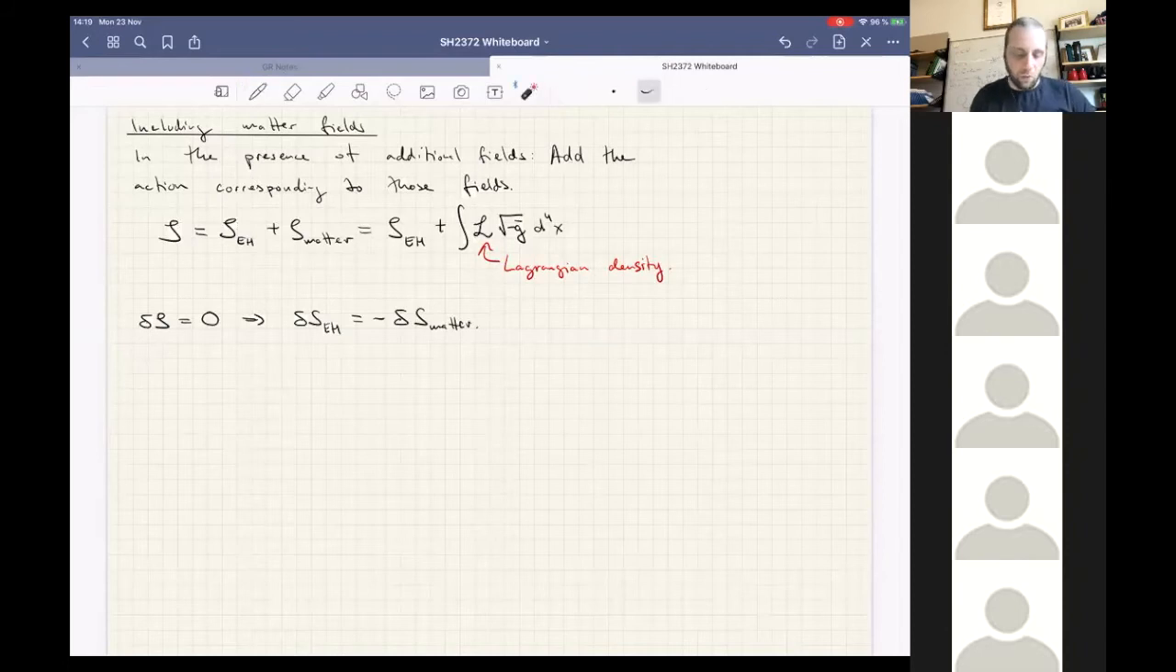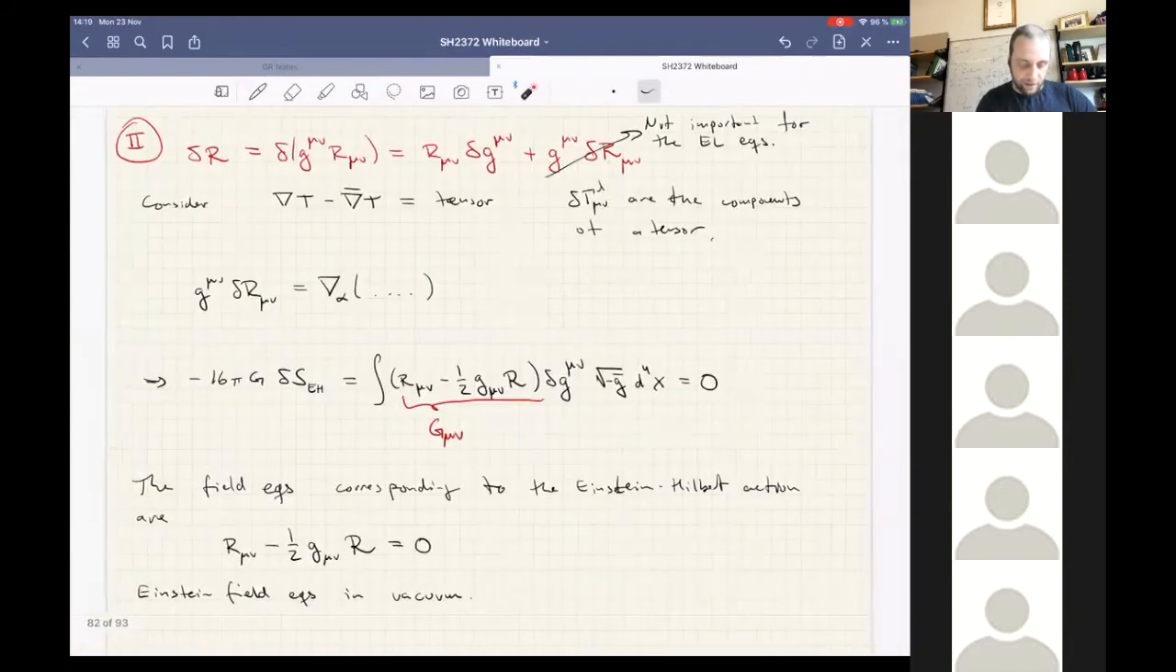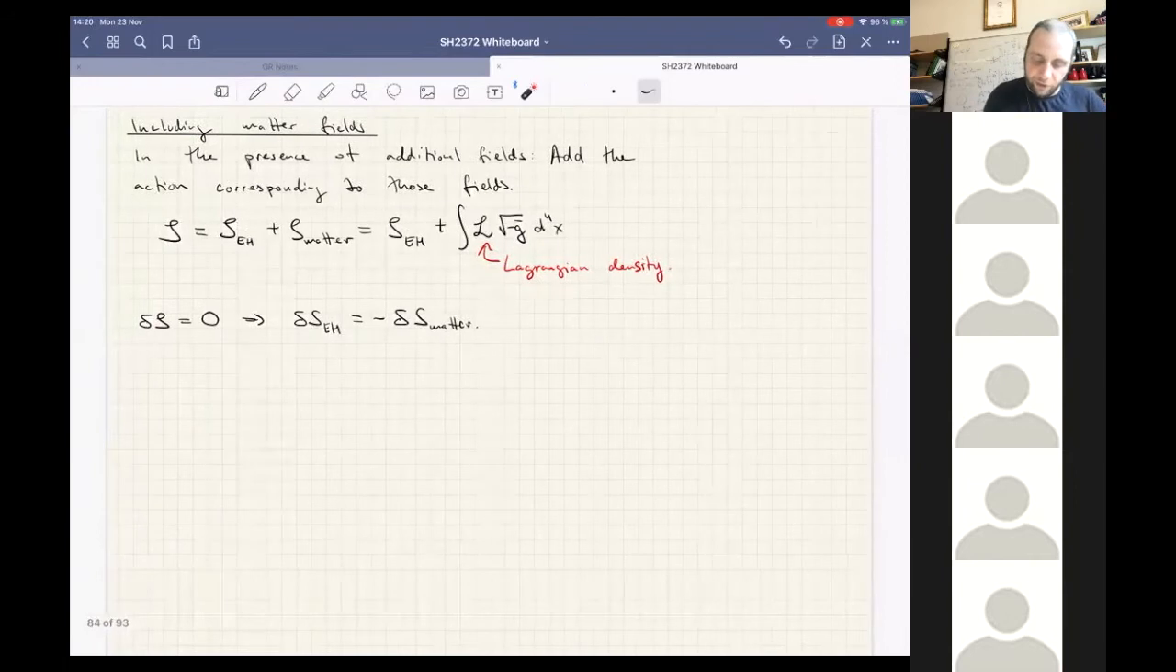Now, we know what's on the left-hand side here. We computed it last hour. So in essence, we had the variation of the Einstein-Hilbert action. It's minus 1 over 16 pi G multiplied by the square root of the metric determinant, and then this Einstein tensor. So we know that part already. The question is, what is the variation of the matter action with respect to the inverse of the metric? We don't know that a priori.